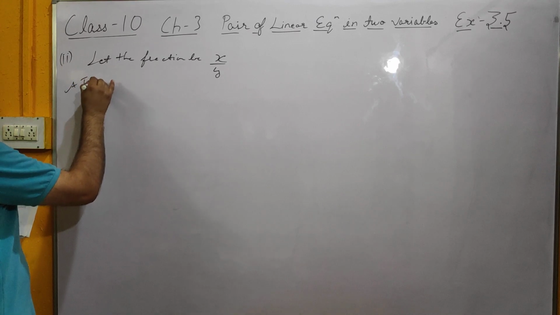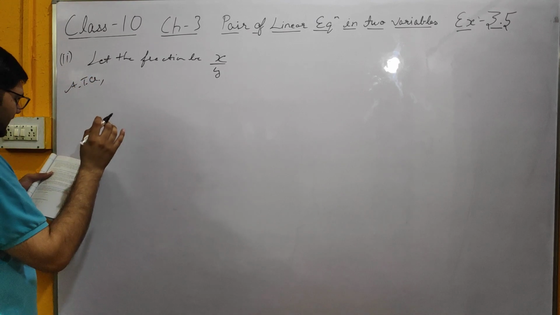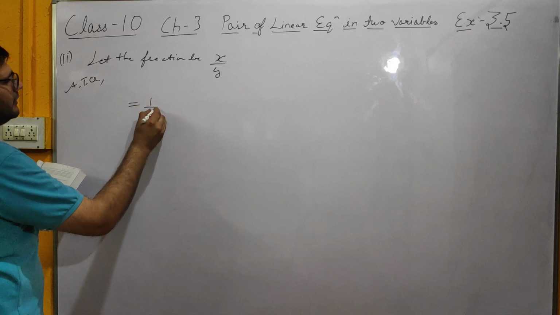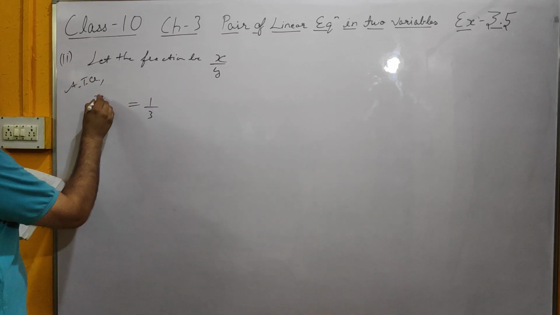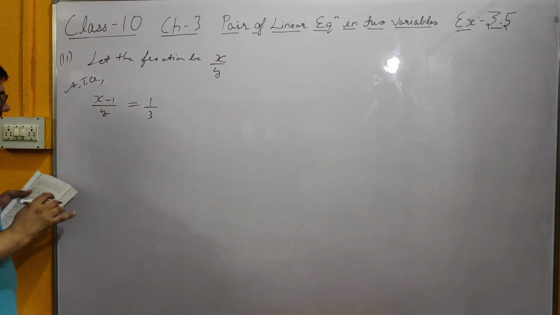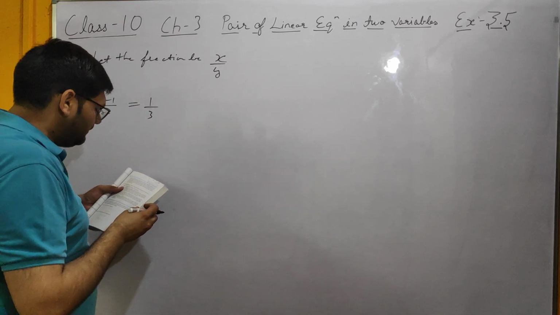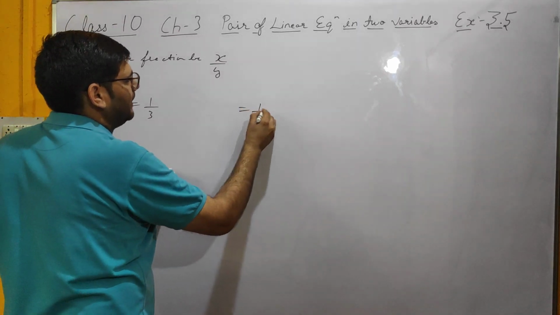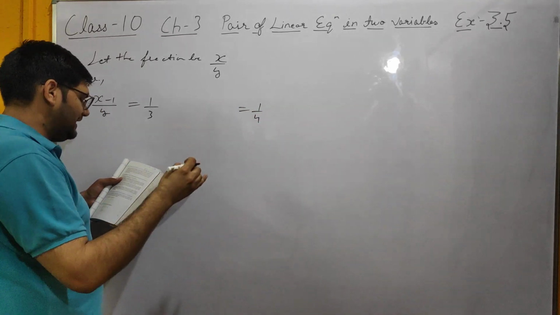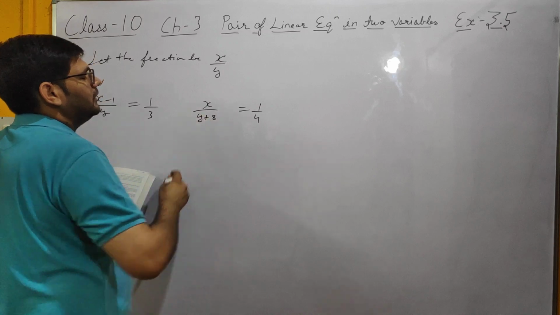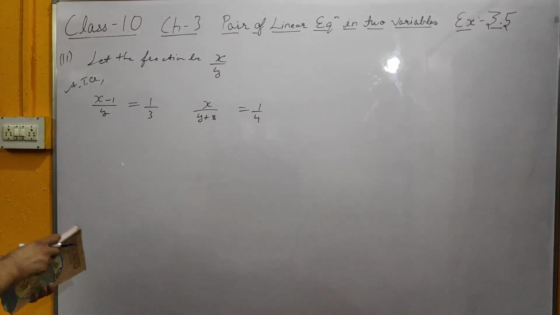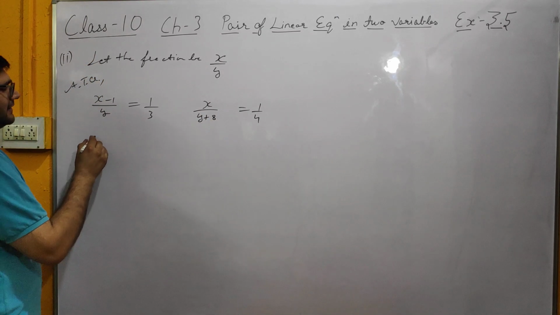So according to the question, it becomes 1 by 3 when 1 is subtracted from the numerator. The denominator will be as it is. And then it becomes 1 by 4 when 8 is added to the denominator. Just cross multiply, form an equation, and then you can find the answer.